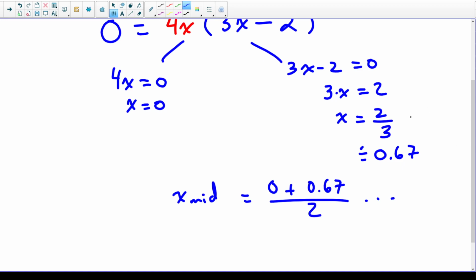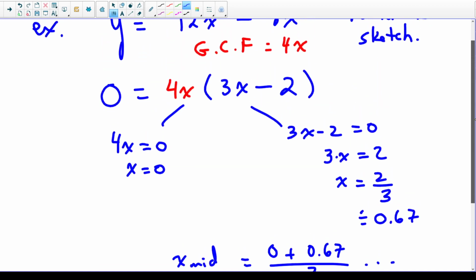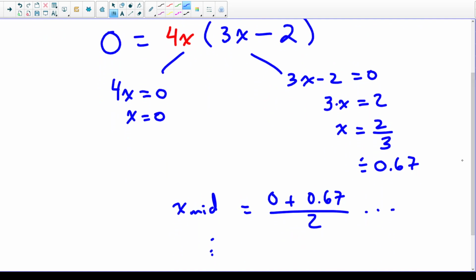So I think that pretty much covers everything you need to know. I'm not going to continue this example off. It'd be a great example for you to do in practice. But that's how you factor to find your zeros, to find your middle, to find your vertex, and then to sketch your parabola.